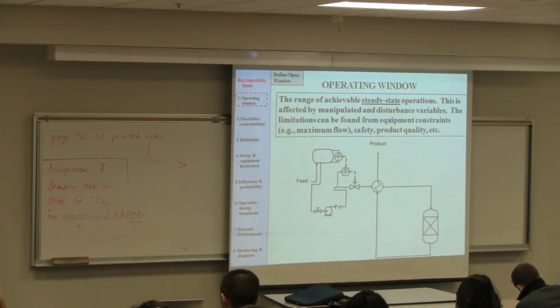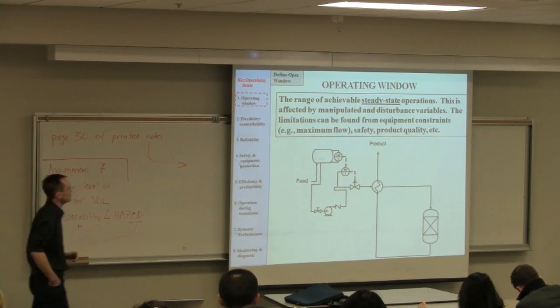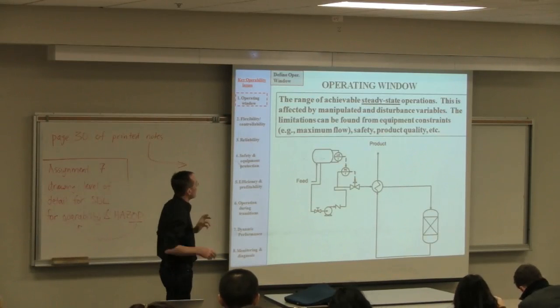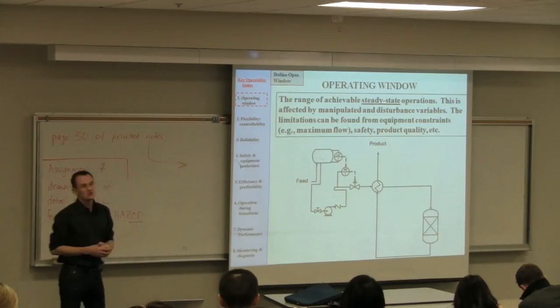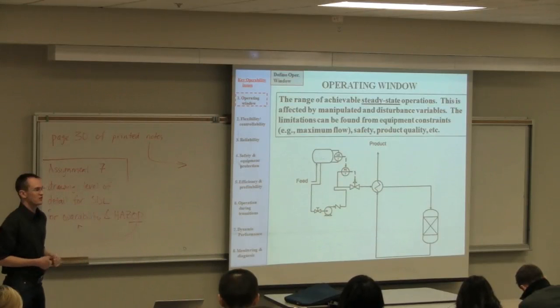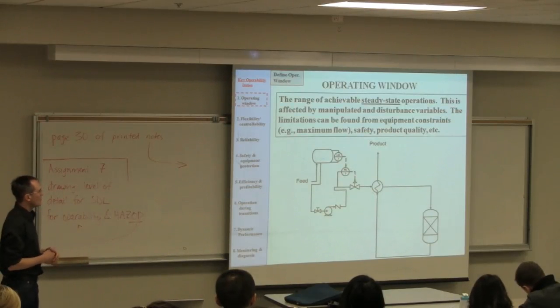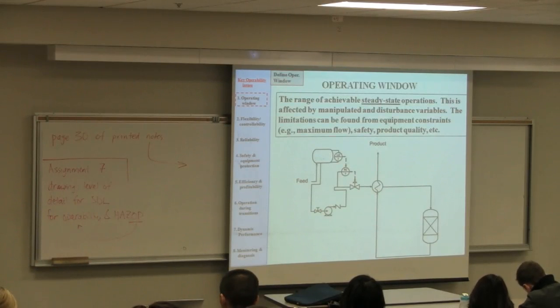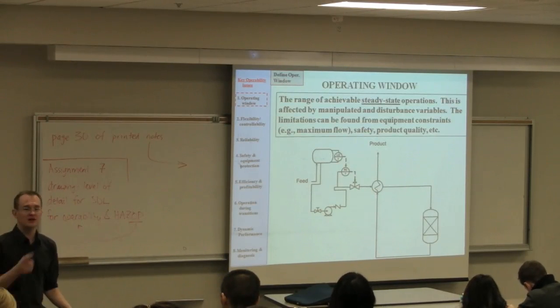But when we're considering operating window, I wanted to just introduce what I mean by operating window using this example. So operating window is the range of steady states we can achieve with this process. Now, most chemical processes, when we consider the range, that range is driven by the specifications over which the plant is intended to operate. We covered that last class.